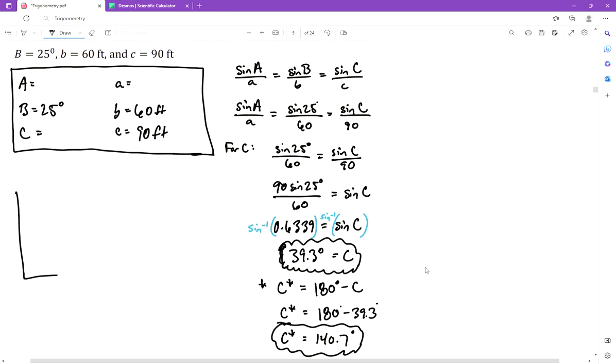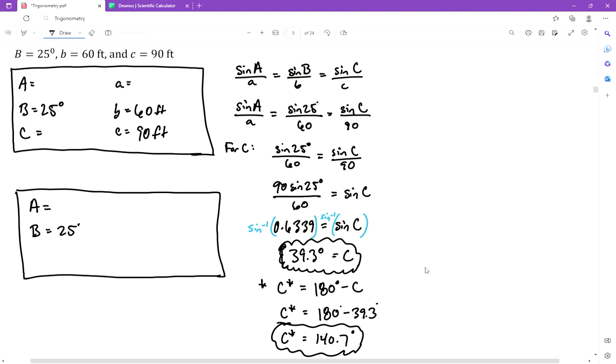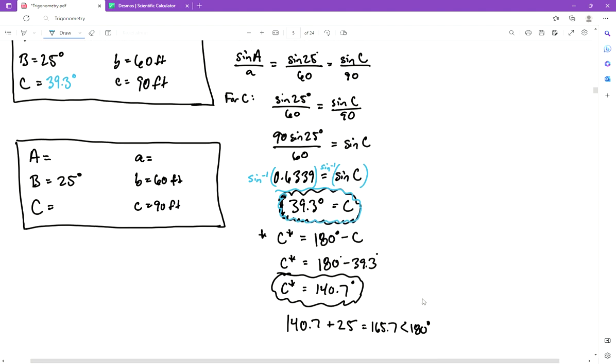So there's triangle 1 up there. Here's triangle 2. Just setting it up. Everything that was given stays the same. So the angle B we still know, and we still have b is 60 feet and c is 90 feet. Okay, so we still have that information. What we currently now have, though, I'm going to keep this one in blue. That's the 39.3 degrees for the original triangle, and then now we have a second triangle. Let's do those in purple.